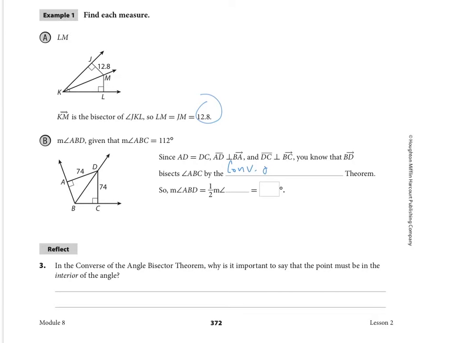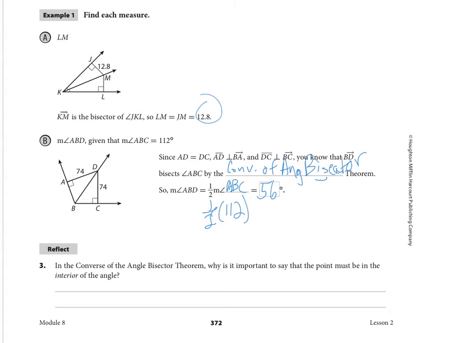So converse of the angle bisector theorem. And so that means that the measure of angle ABD is half of the measure of angle ABC, which is going to be half of 112, or 56 degrees.